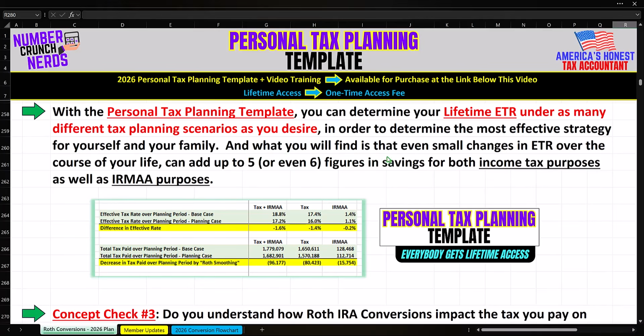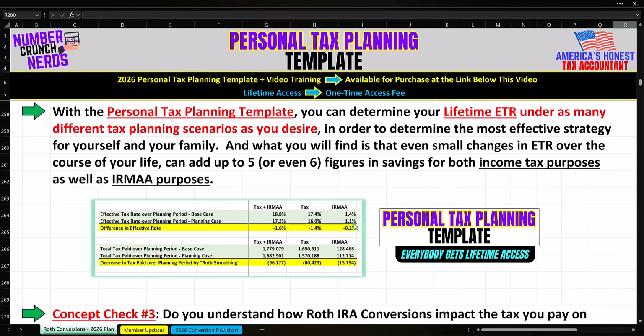And what you will find is that even small changes in your ETR over the course of your life can add up to 5 or even 6 figures in savings for both income tax purposes as well as IRMAA purposes. If you look down here at this lifetime effective tax rate planning snapshot from the personal tax planning template, you can see that in this particular base case versus planning case scenario that was laid out over the lifetime of this individual, the effective tax rate for the person only went down by 1.4%. And the amount of IRMAA savings only went down by 0.2%.